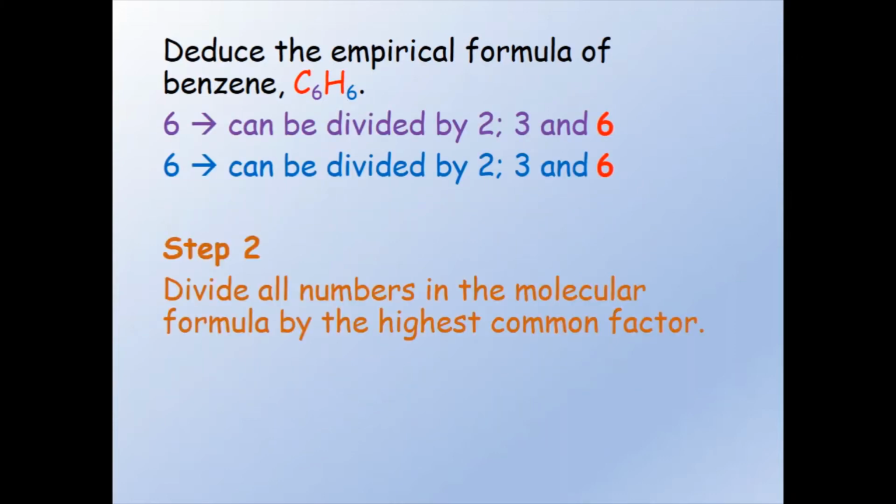Now step 2, divide all numbers in the molecular formula by the highest common factor. So we have C6H6, and we have to divide those numbers by 6. So we get C1H1, but again we need to remember that if it's a 1 we don't actually write this down, so we just get CH.